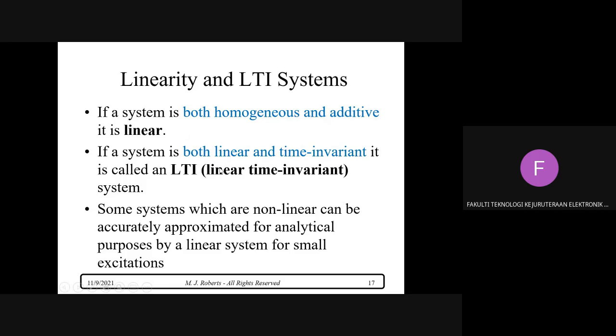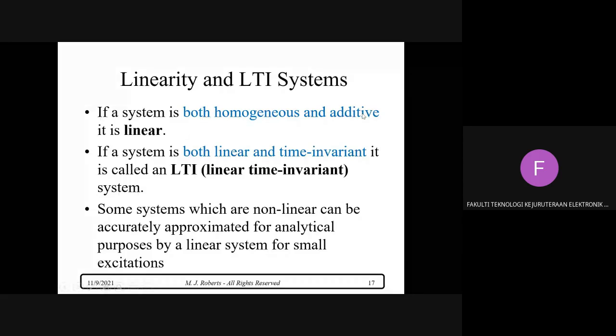So a linear combination, both homogeneous and additive, we call a linear system. If you want to test whether the system is linear, you have to test for homogeneous and additive. And if you want to test for linear time invariant, you have to add another property, that is time invariant.